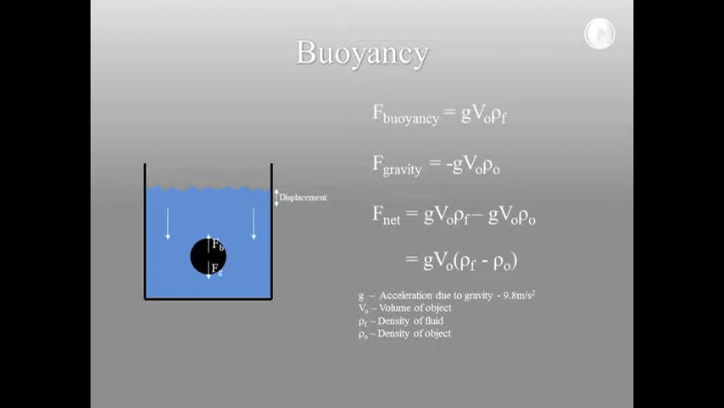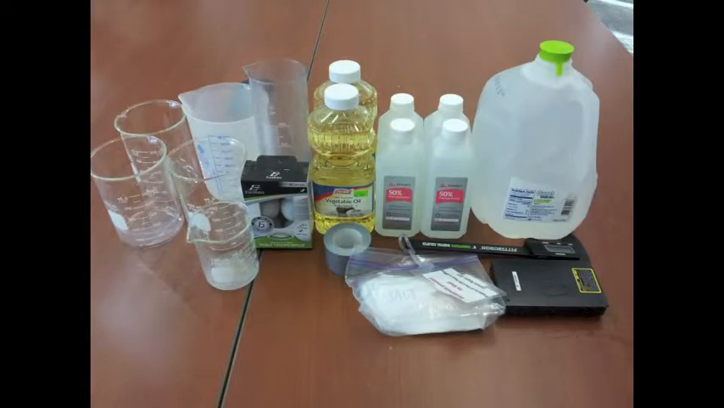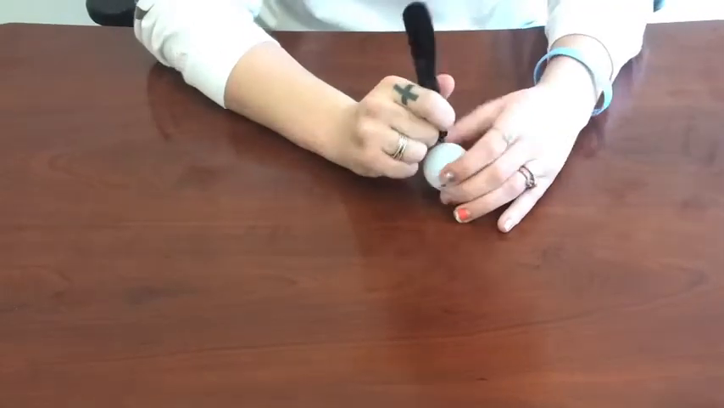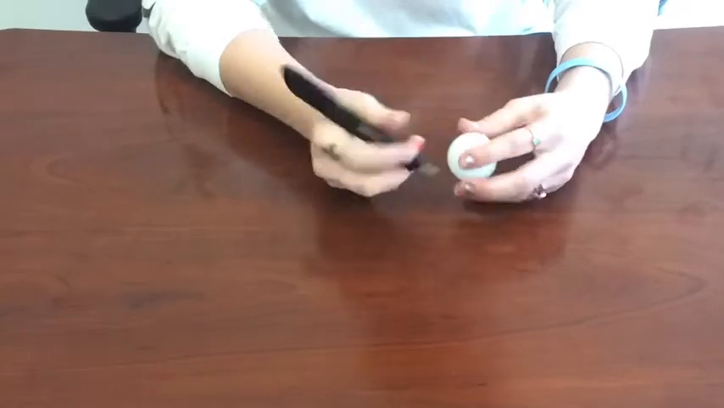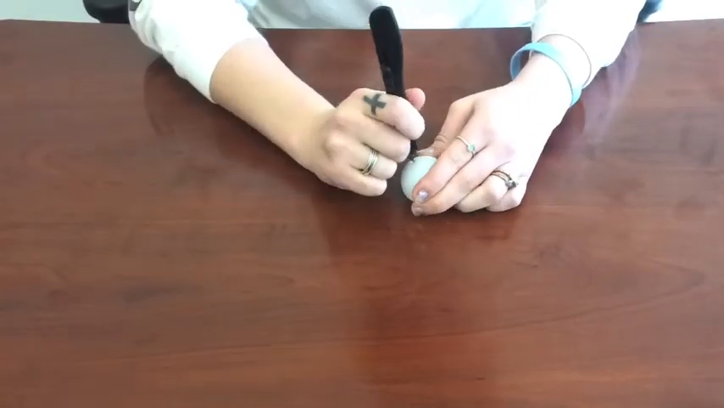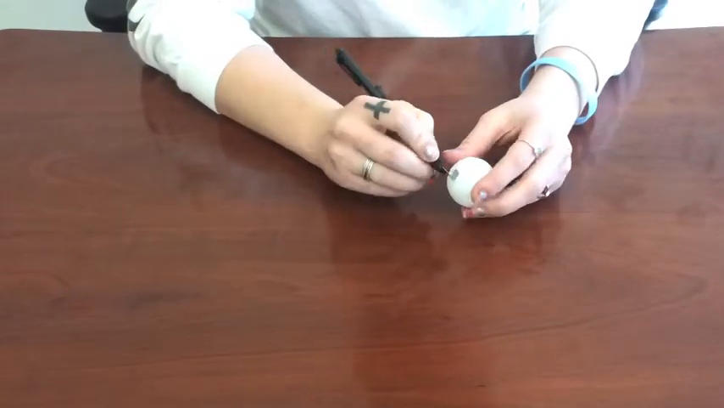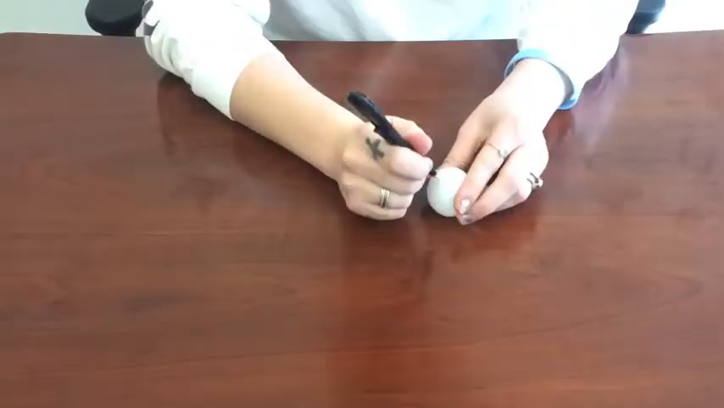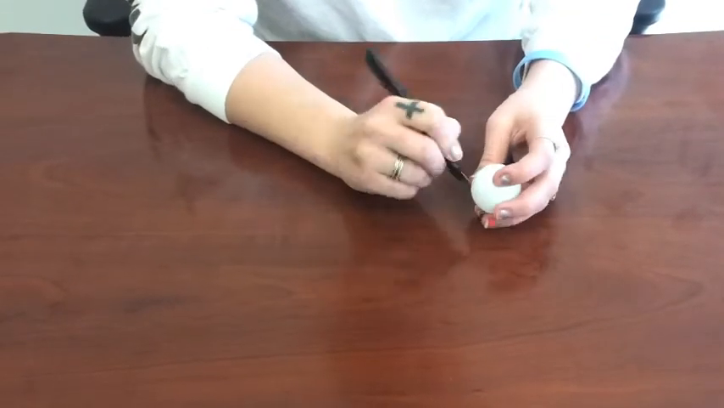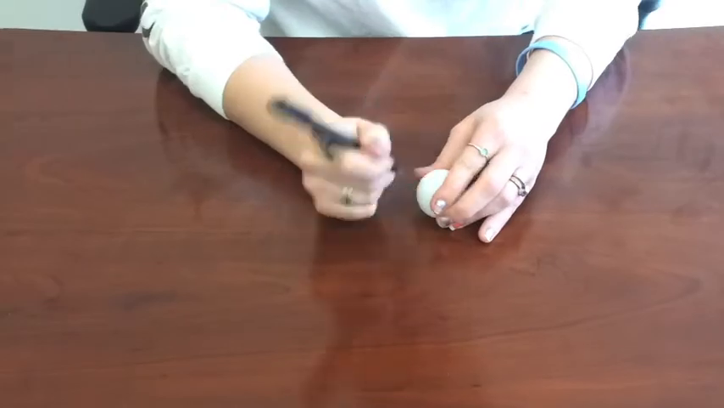For our experiments, we decided to test the principle by varying the object's density and the fluid's density. We needed oil, water, rubbing alcohol, ping pong balls, salt, tape, beakers, a scale, a caliper, and a knife. Using an X-Acto knife, take the ping pong ball and cut out a small circle and fill it approximately with 5 grams, 16.7 grams, 25.6 grams, and 38 grams of salt.